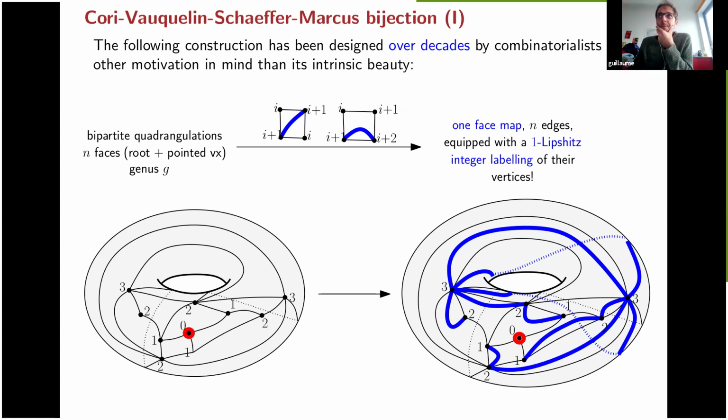That's it. Okay. Well, there are some details. You need some rooting convention. You need to consider the labels up to two global translations, otherwise you have infinitely many objects on the right. But if you do that, this is a bijection.